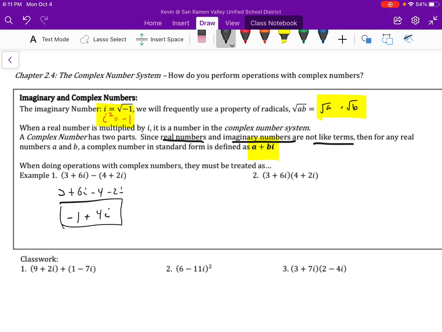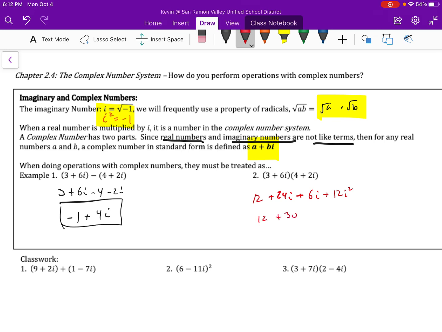Come over here, we have the product of two complex numbers. 3 plus 6i times 4 plus 2i. We're going to multiply this much like we would if we had two factors that we're multiplying together with a variable x. We'll treat it sort of the same way. We'll go 3 times 4 is 12. 6i times 4 is 24i. 3 times 2i is 6i. And then 6i times 2i is going to give us 12i squared.